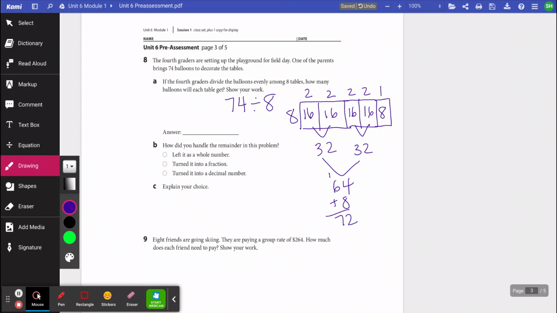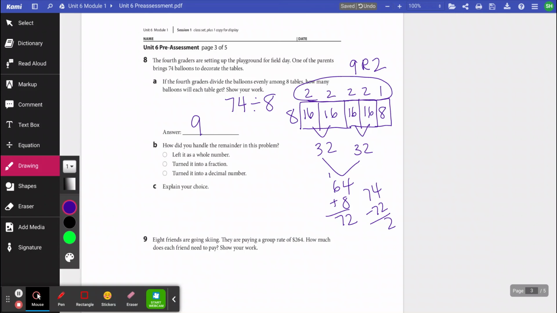And if we add another 8, we're going to go over 74. We don't want to do that. So basically, we have all these. So 2, 4, 6, 8, 9. And the remainder 2. Because we had 74, take away 72 is 2 left over. So the answer would be 9 balloons.